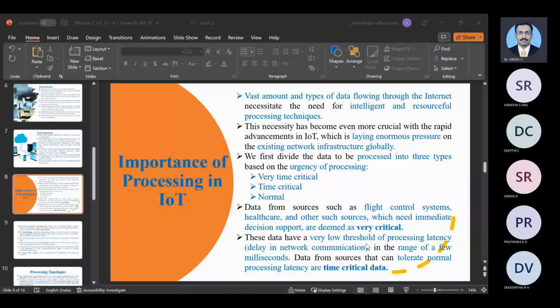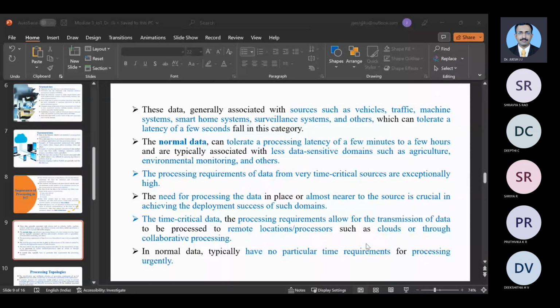Okay, let us see the next one. So these data are generally, you can say, some of the information you are taking from vehicles or traffic machines, smart home systems, surveillance, all these things we can consider as data which tolerates a latency of a few seconds, so it can be considered as time critical. Okay, so it is important, but a slight delay here and there is okay. That's not going to impact too much.